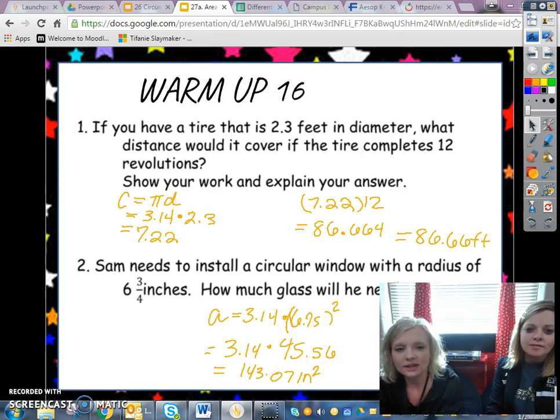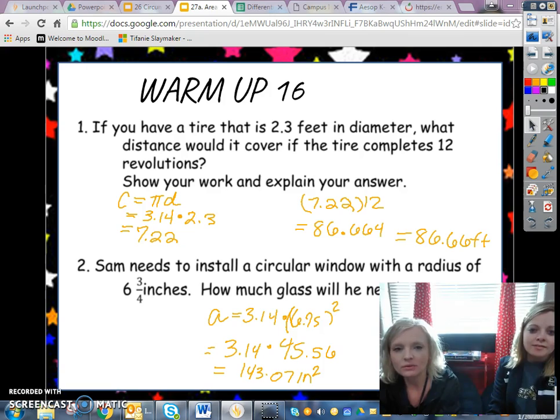First we need to find the circumference, because remember the circumference is the perimeter around the outside of the tire. We're going to use C equals pi d since the problem gave us the diameter. So C equals 3.14 times 2.3. When we multiply that together, our circumference will equal 7.22 feet.